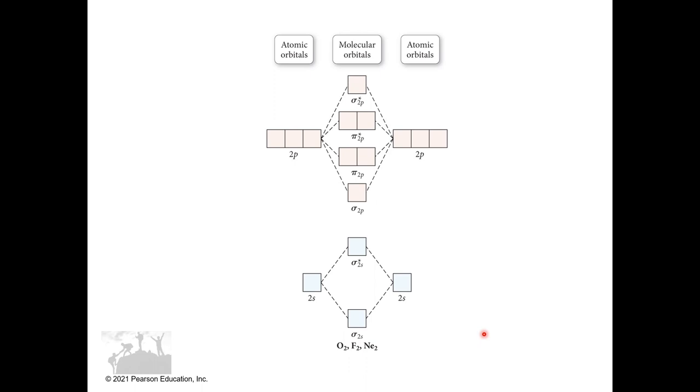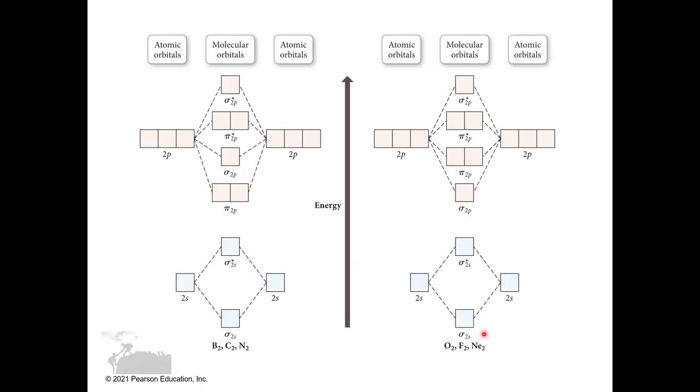Well, what about the others in that second row of the periodic table? Here we go. We have B2, C2, N2. Now, why are these divided up? Here's our O2, F2, and Ne2. Okay, so why are these 6 divided up? It's because we have a different order here for the sigma 2p and the pi 2p orbitals. So why are these 3 orbitals flipped? What's going on? Well, I'm going to talk a little bit about sp mixing.